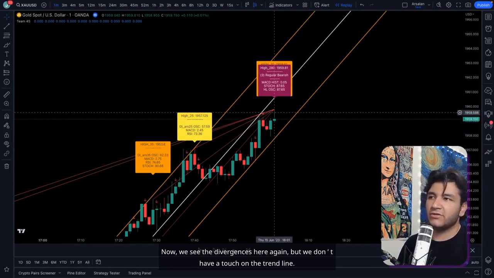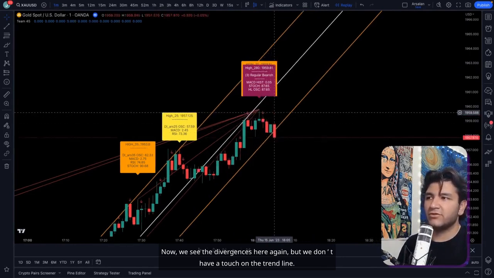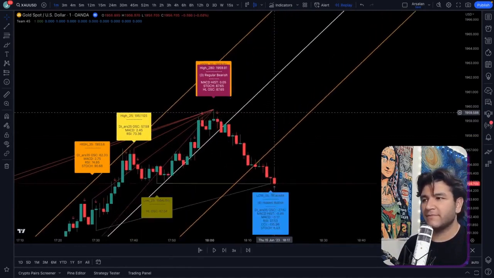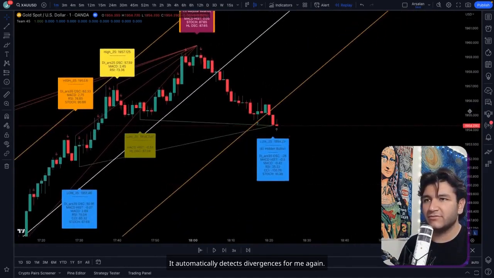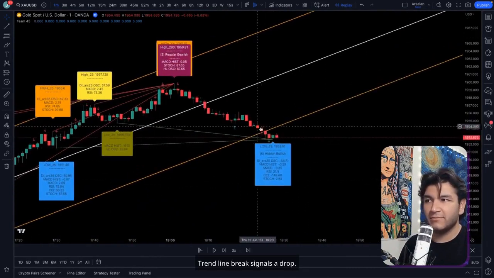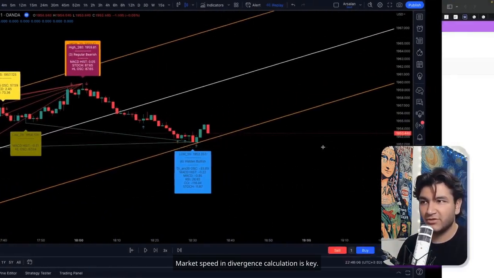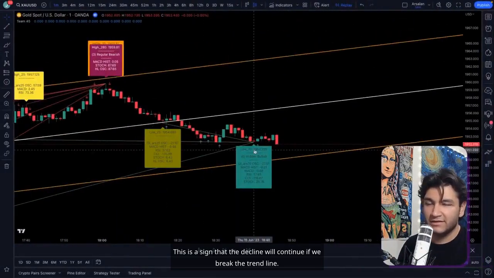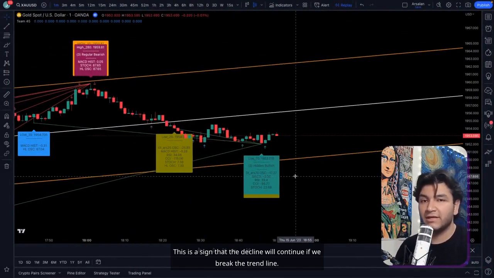Now we see the divergences here again, but we don't have a touch on the trend line. Now we have a touch on the trend line from below. It automatically detects divergences for me again. Trend line break signals a drop. Market speed and divergence calculation is key. Use the robot to aid your strategy. This is a sign that the decline will continue if we break the trend line.